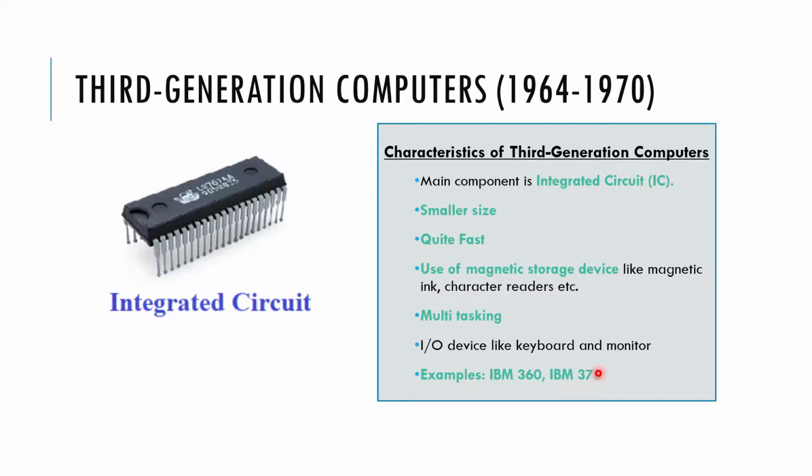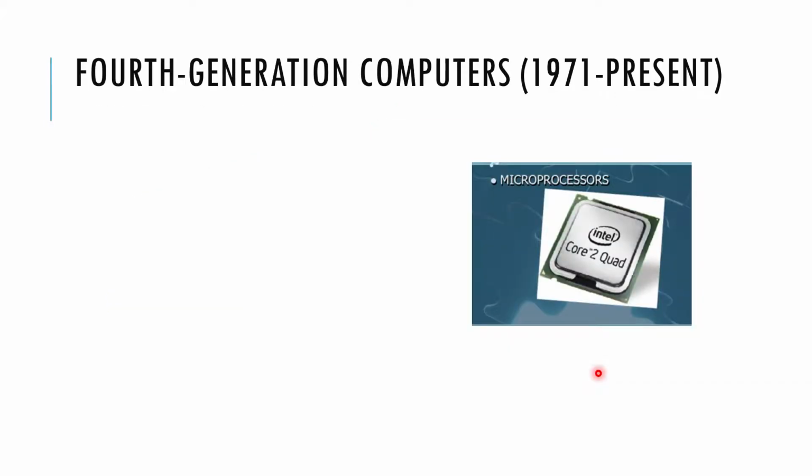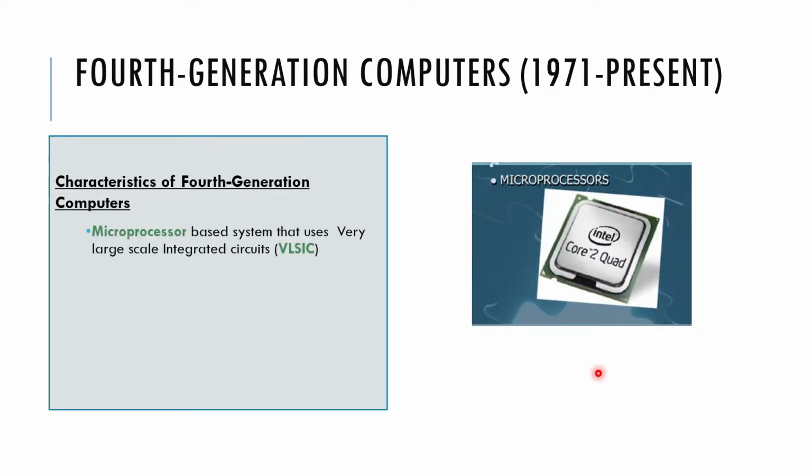Now, let us discuss the fourth generation computer. Here, the main component is the microprocessor, wherein all the components of the CPU are on a single chip. They are based on the very large scale integrated circuit. They are also known as the present day computers.